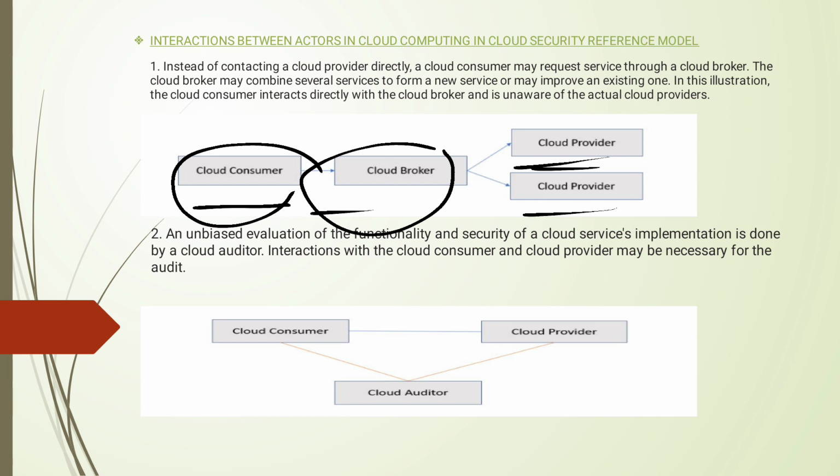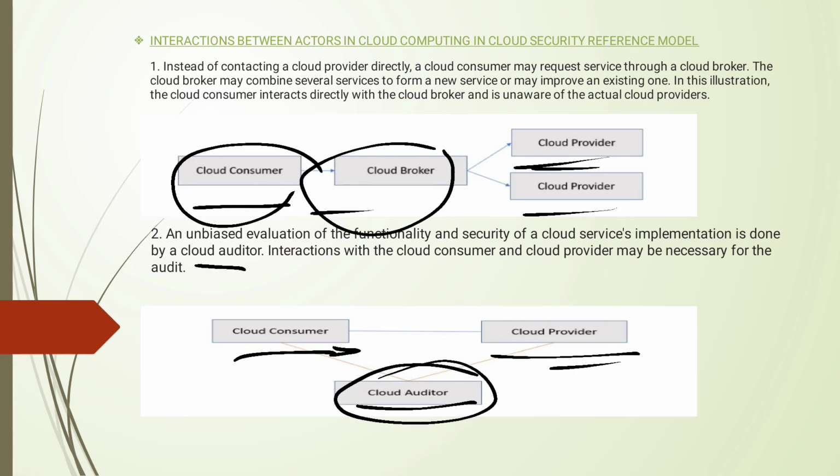And the next one is an unbiased evaluation of the functionality and security of the cloud services implementation, which is done by the cloud auditor. Interaction with the cloud consumers and the cloud provider may be necessary for the audit. And this is the diagram of the above interaction, which shows the cloud auditor, cloud consumer, and cloud provider. The interaction of the cloud consumer and cloud provider is necessary for the cloud auditor.